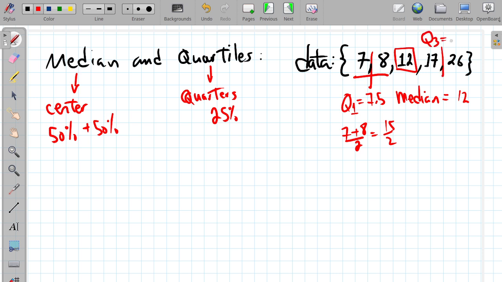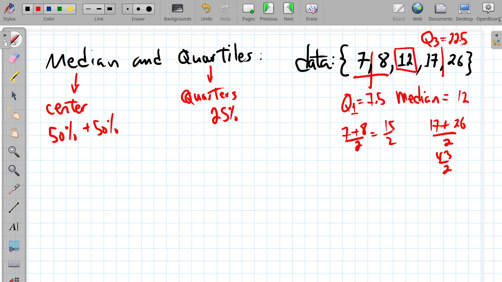And what is it? Well, it's halfway between 17 and 26. Those two numbers are going to add up to an odd number, so of course we're going to have a fraction. 17 plus 26 divided by 2, so that's 43 over 2, so that should be 22.5. Boom. And this, of course, is associated with the 5-number summary, which we're going to get to in a moment.